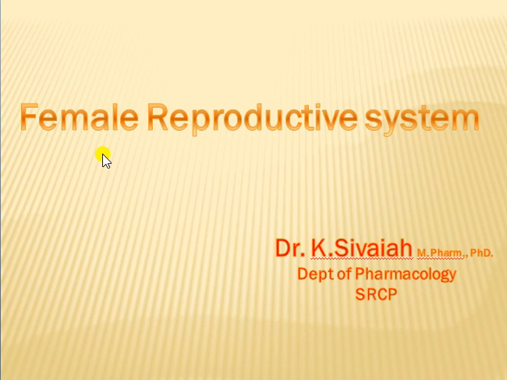Our next topic is the female reproductive system. To reproduce new babies, the production is sexual reproduction. In the female reproductive system, we have to study structure and functions.